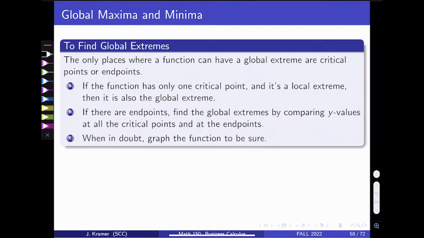To find global extrema, or global maximum and minimum, the only places where a function can have a global extreme are critical points or endpoints. If the function has only one critical point and it's a local extreme, then it's also a global extreme. If there are endpoints, find the global extremes by comparing y values at the critical points and at the endpoints. When in doubt, graph the function to be sure.